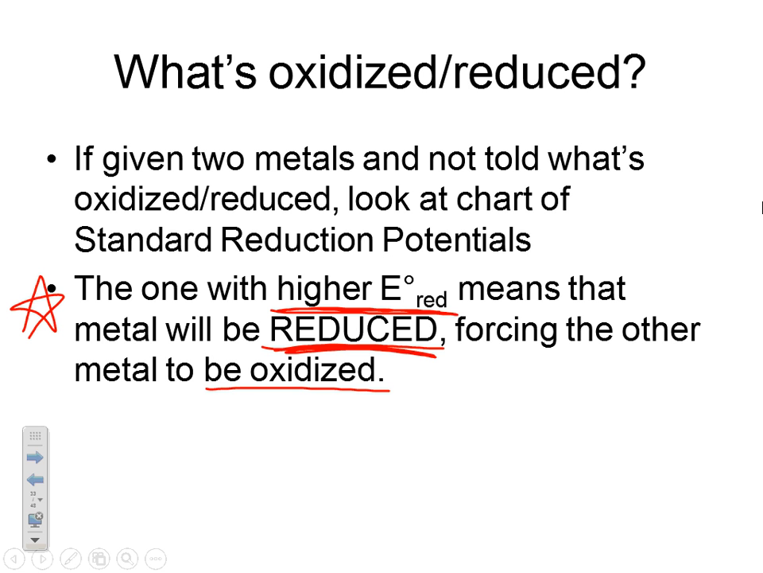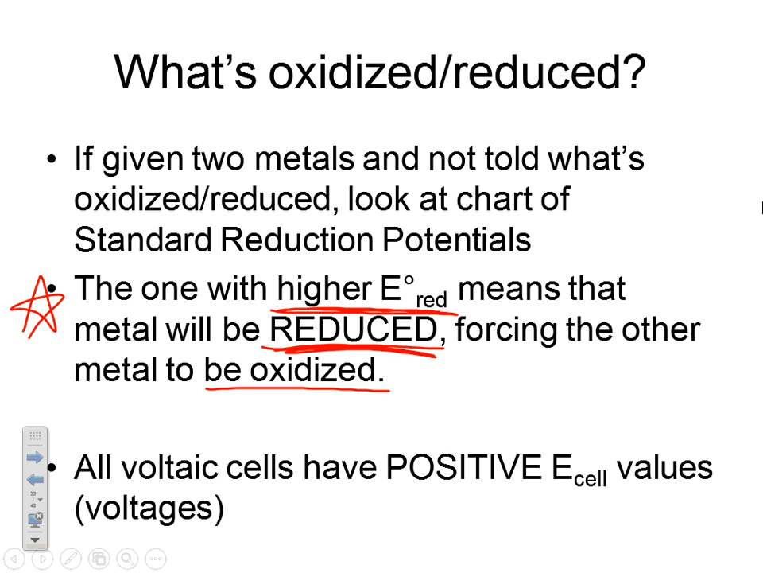So we can use this because that way we will still have a positive E-cell value when you combine them. If you keep your more positive reduction process as reduction, and then have the more negative SRP value as oxidation, when you add them together, you will get an overall positive E cell. So that's our big point there.